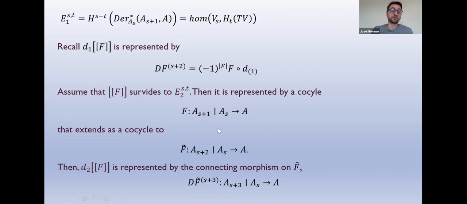So whenever you have an element that survived to the second page, that is represented by a certain cocycle. It extends to the next level as a cocycle in an explicit way. And the differential is just applying the connecting morphism to this extension, which is explicit, and so on and so forth. So the pages of the spectral sequence all look like this, and they can be explicitly computed as long as you know the Adams-Hilton model and you're able to trace back all these diagram chains.